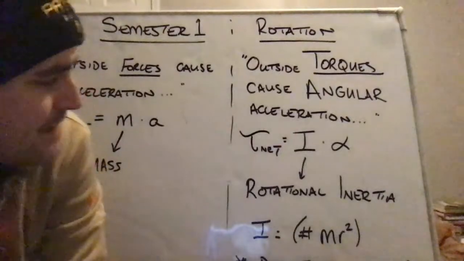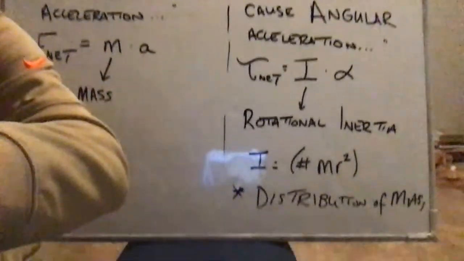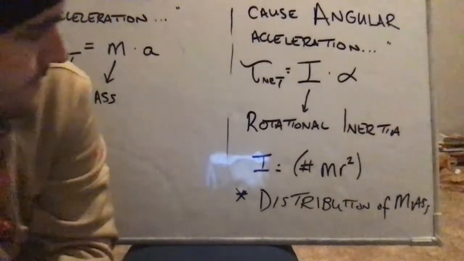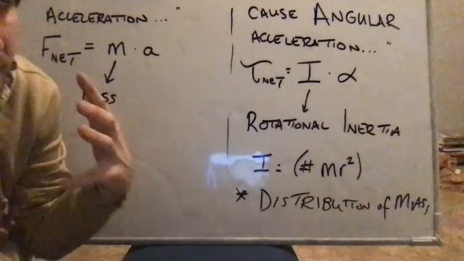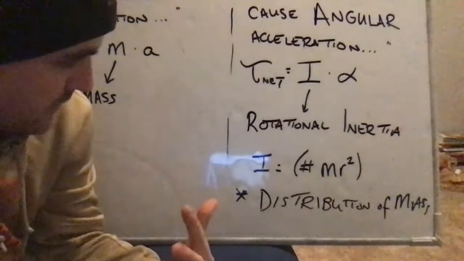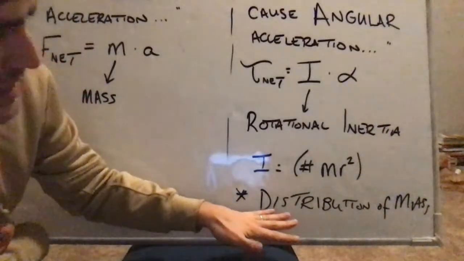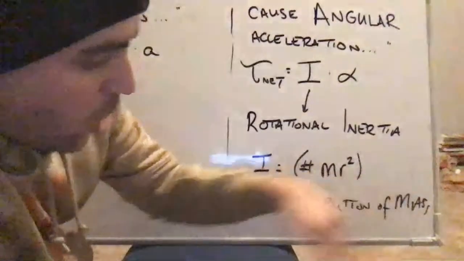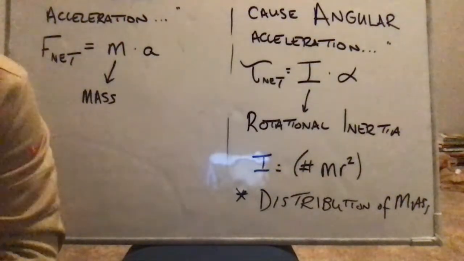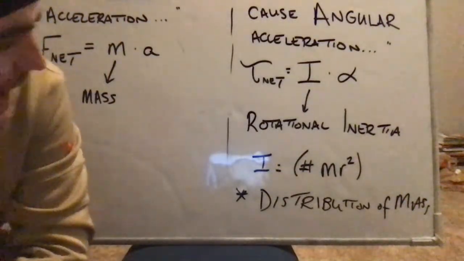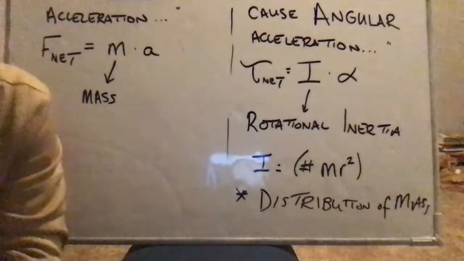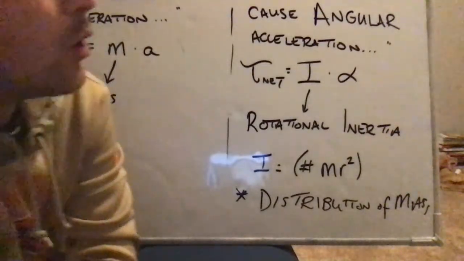So what is this I value? This I value is known as rotational inertia. Rotational inertia is more than mass. It's not just the mass of an object. It's actually how that mass is distributed around the axis of rotation. Every single I value... not every single one. That's okay. I'm overgeneralizing.